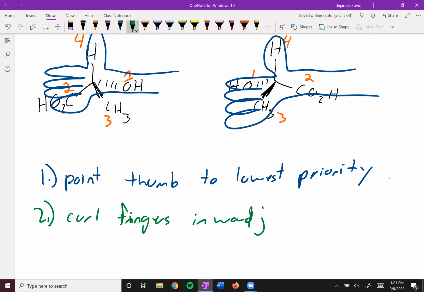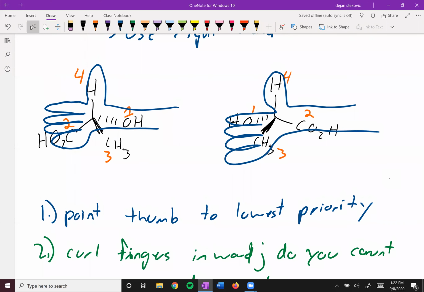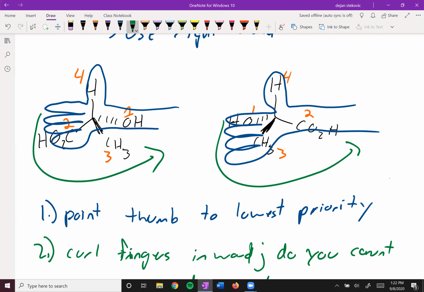And then the question you want to ask is, do you count in ascending order? It's a little bit hard to explain, but if you try to do it, it's really not too bad, right? So if you curl your fingers, you'll curl them in this way on either one of these. And here we're counting 2, 3, 1. And here we're counting 1, 3, 2, right? And so you can see on this left side, we're counting in ascending order and then resetting, right? 2 is less than 3, so we go from 2 to 3, and we can't get bigger than 3, so we go back to 1, and then back to 2, 3, 1, right? So it's going essentially 1, 2, 3.